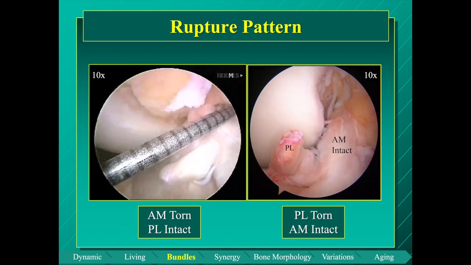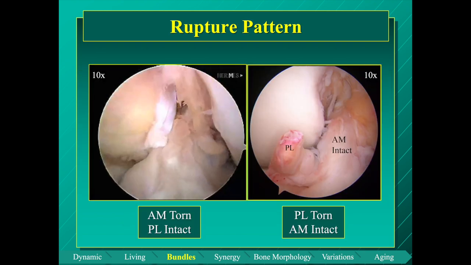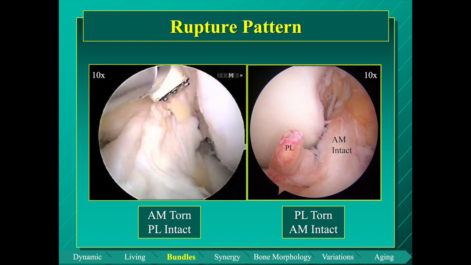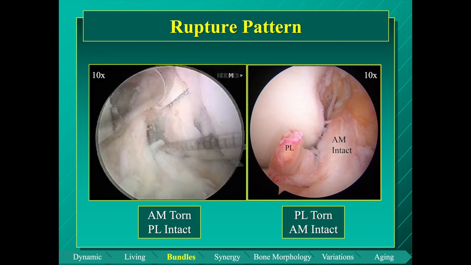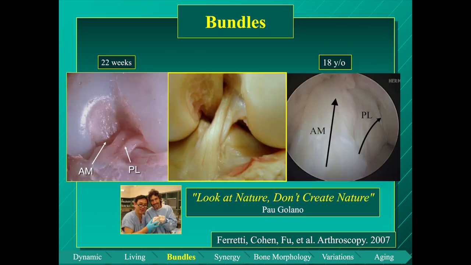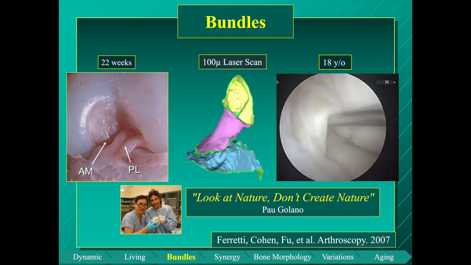With proper visualization, we can better appreciate rupture patterns. Here, we have partial single bundle ACL tears. On the left, the AM bundle is torn, while on the right, the PL is torn. The principle is to look at anatomy. Everyone asks, what is the technique? But the technique is not important. If you understand anatomy, you will understand the technique. As Paolo Galano famously said, look at nature, don't create nature.